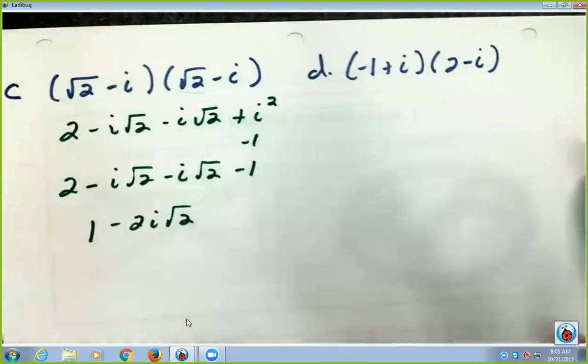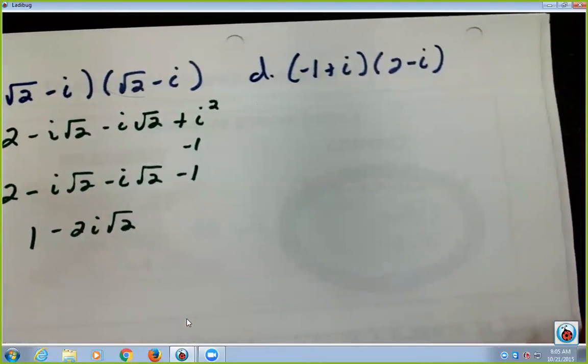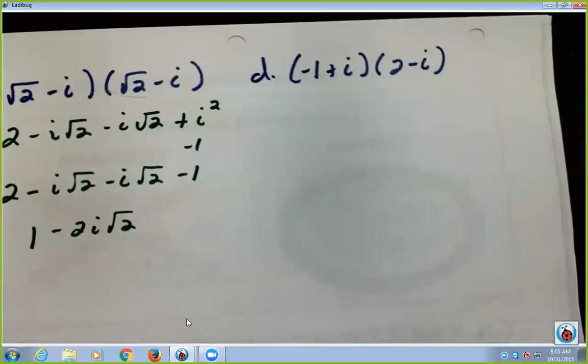So what do we get on this one? So if we work that one out, what happens to it? See what you get for your final answer.